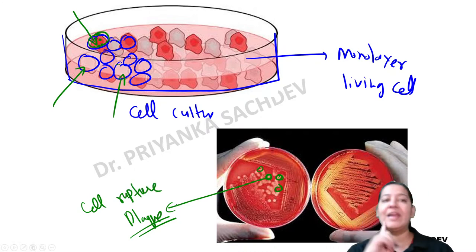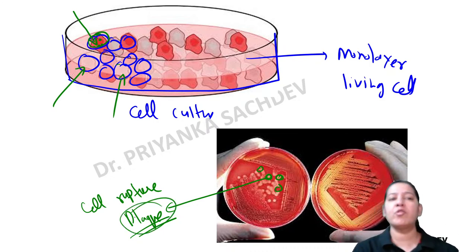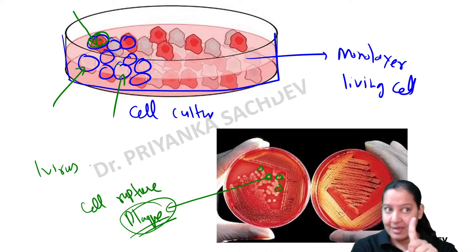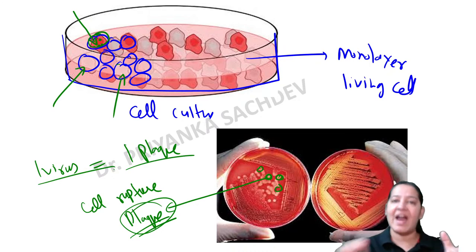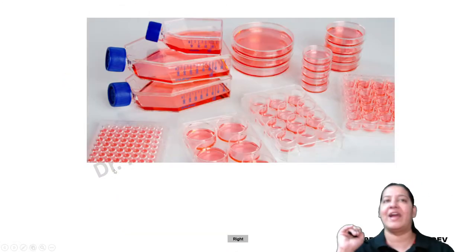The last step is release. During release, the host cell ruptures. So this host cell is rupturing. Because of rupture, a white color plaque is formed. So you have to count the number of plaques. One virus will rupture one cell and it will produce one plaque. So the number of plaques will give you the number of viruses in that specimen. Give me a thumbs up. Everyone give me a thumbs up. Yes, absolutely right. Have you got it?